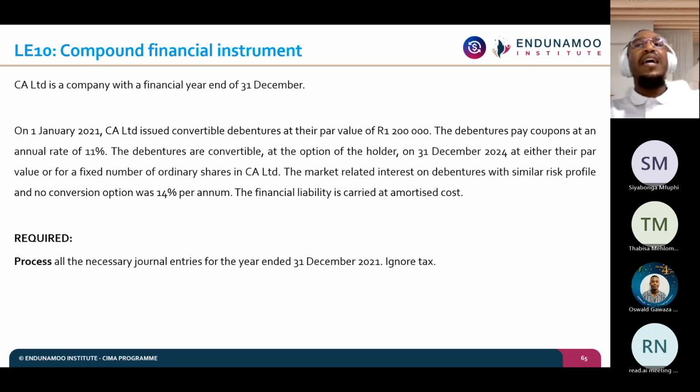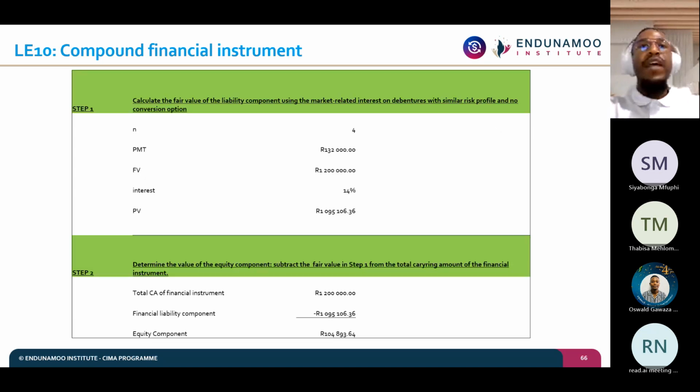If we were told that the debentures are convertible at a different amount, if we were given a fair value, say the amount that we were going to pay was 1.6 million, the future value here would have been 1.6 million. The interest rate would have still remained 14%, because 14% is an interest rate applicable to a liability component that has a similar risk profile, but without a conversion option. The present value would then be what represents our fair value of the liability component.